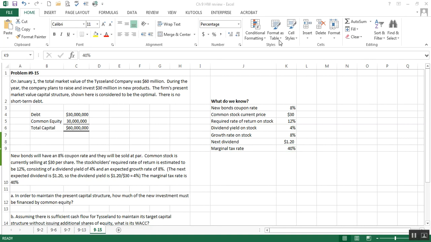So the first part of the question asks us, in order to maintain the present capital structure, how much of the new investment must be financed by common equity? Well, the current capital structure is equal to 30 million divided by the total. So 50% for debt and 50% for equity. Therefore, we know that our new investment is equal to $30 million, which is what they gave us here, times the percent for common equity is going to be $15 million.